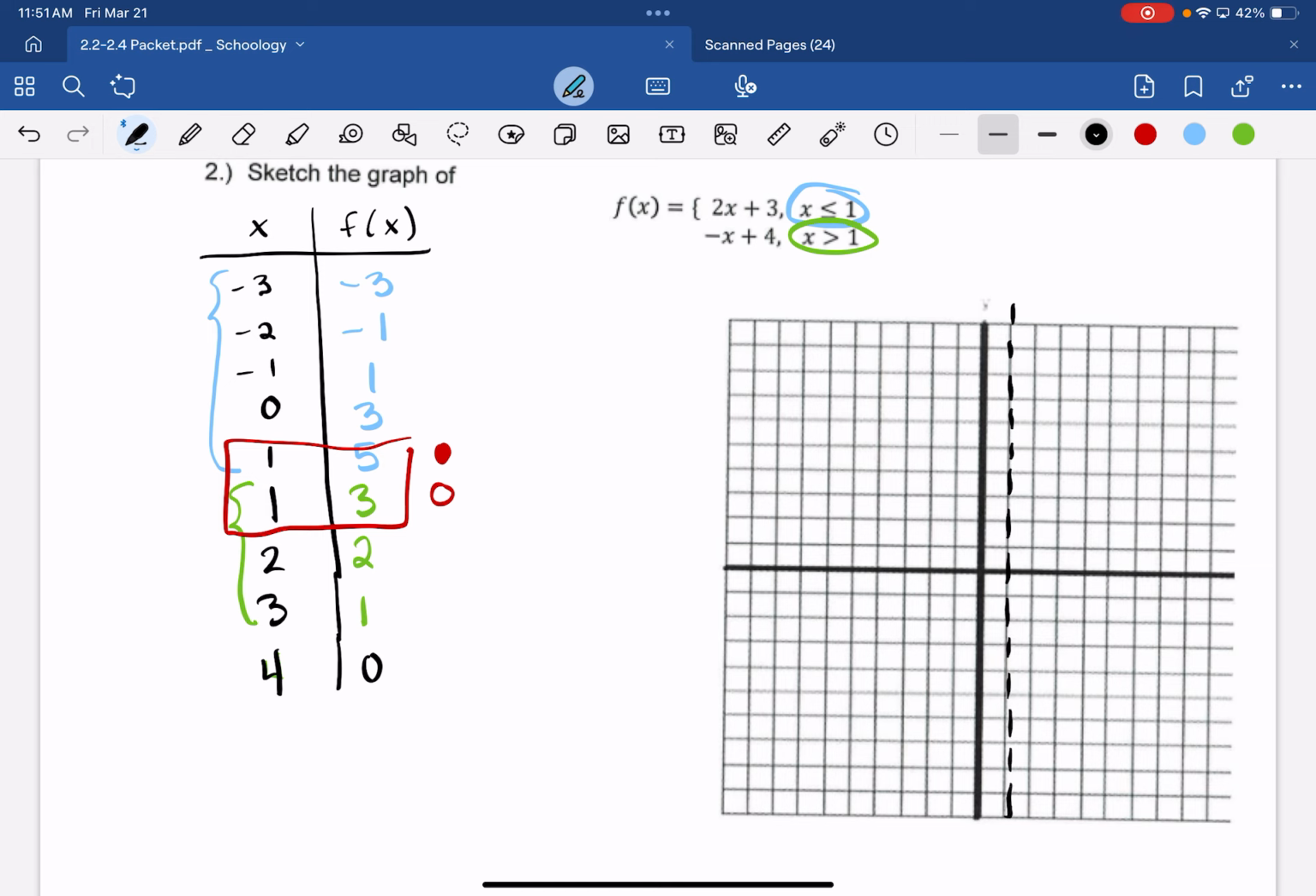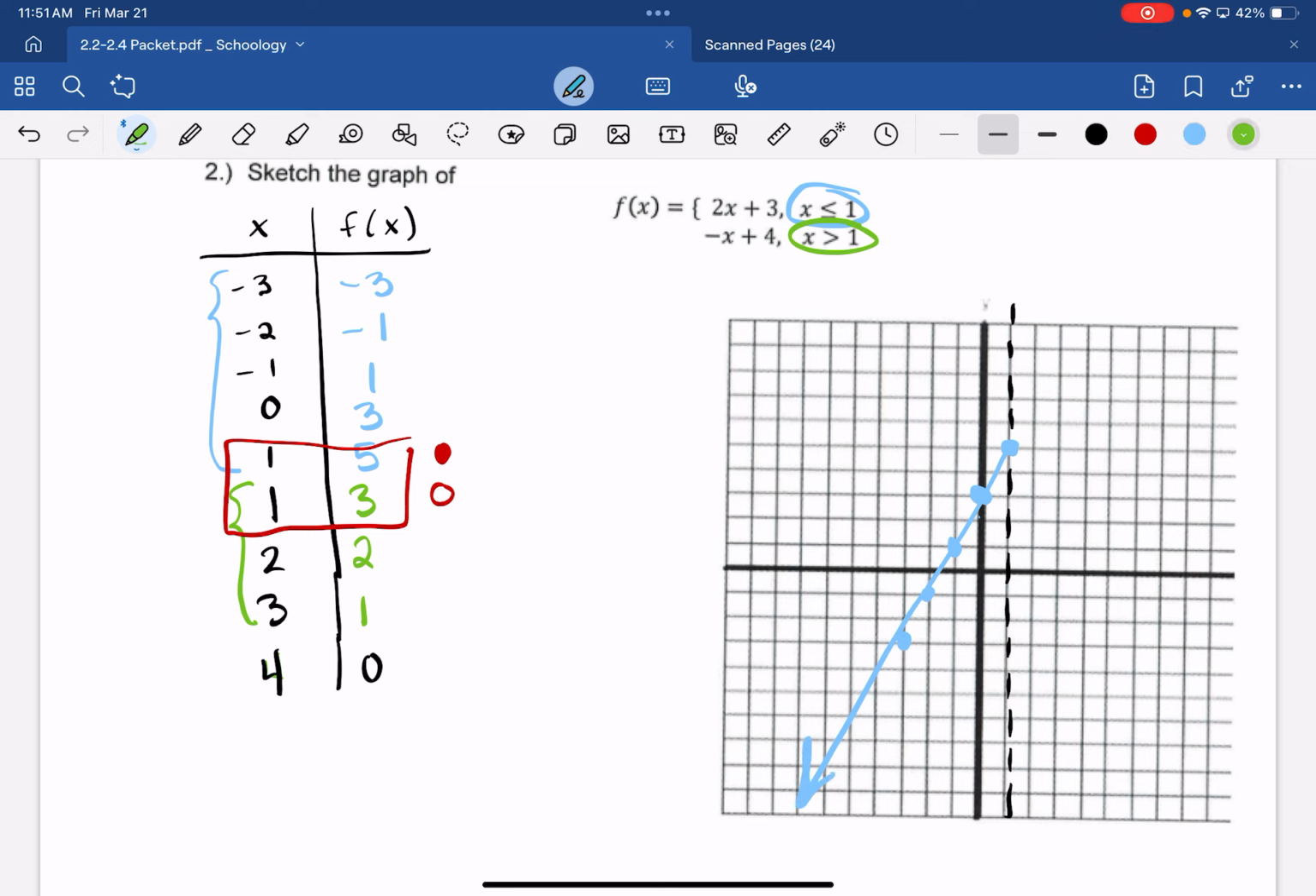My top equation I knew applied to everything on this side of that line. So I took that equation and I graphed it. So my starting point was at 3, 2, 3. My slope is up 2 over 1, but I knew I had to stop there. So I now just brought my line on this side. Down 2 over 1, down 2 over 1, down 2 over 1.